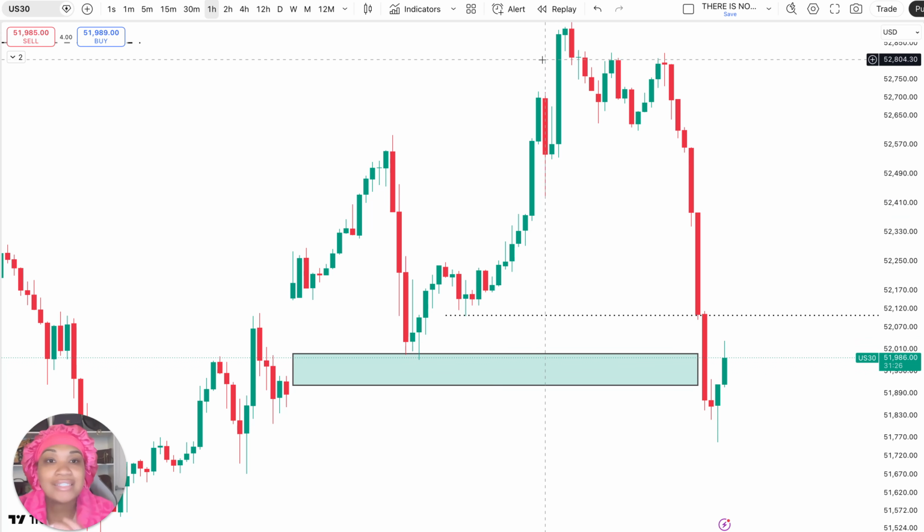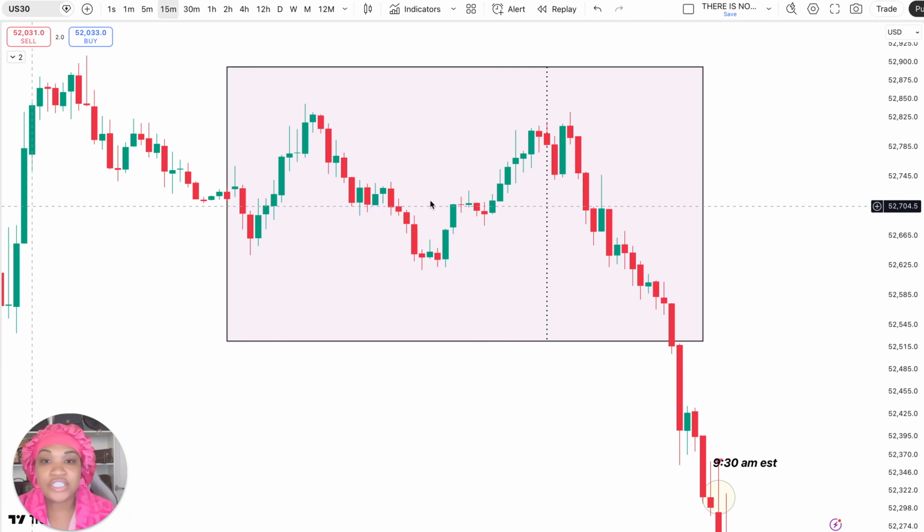Now, the next thing that you need to be paying attention to is what happened in the previous sessions. Here's Asia session and here is London session. And when you're trading indices, the best time to trade the indices is the overlap of London and New York session. That's where all of the volatility comes in. Okay, so let's pay attention to London session.